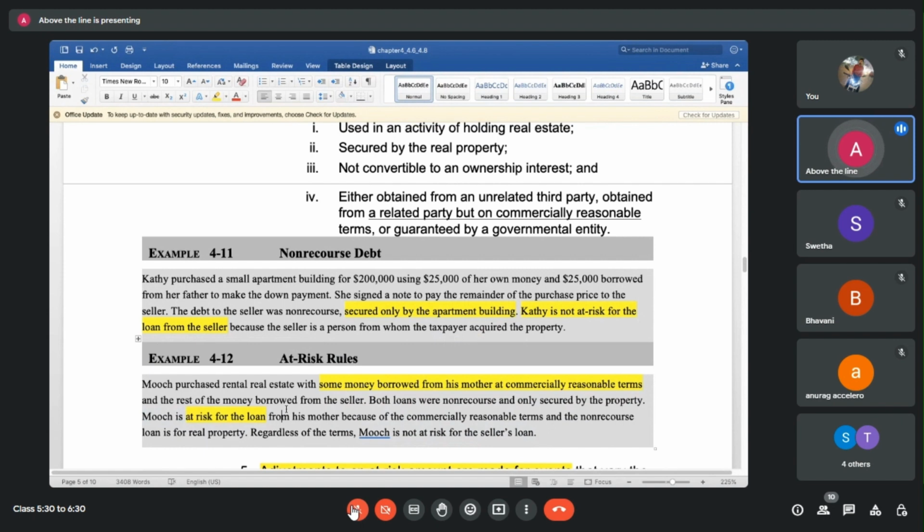Okay, this is a bit confusing, I know, but the seller's money is attached to the property. The other money which is being taken from mother or father, for that the Mooch is at risk for the loan. So if that property is used for any LLC or partnership, we'll have to put that $25,000 as at risk, and the rest of it is not at risk, but the entire loan is non-recourse. Okay.